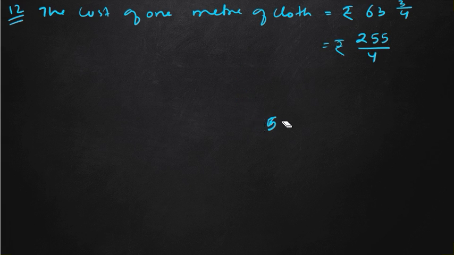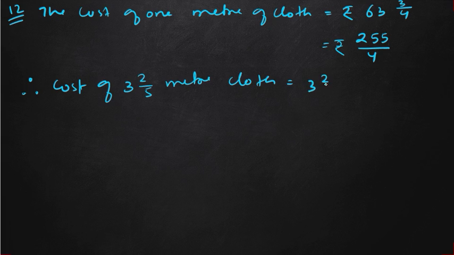Okay, now we need to calculate the cost of 3 2/5 meter. So the cost of 3 2/5 meter cloth will be 3 2/5 into 255 by 4. So we need to again convert this mixed fraction into an improper fraction. 5 3s are 15, 15 plus 2 is 17, so 17 by 5 into 255 by 4.